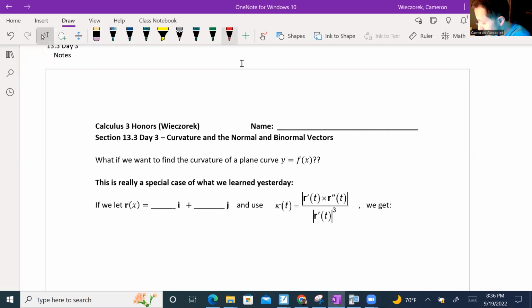So get my pen, make sure this works. Let's draw a classic smiley face. We'll make it a vector.